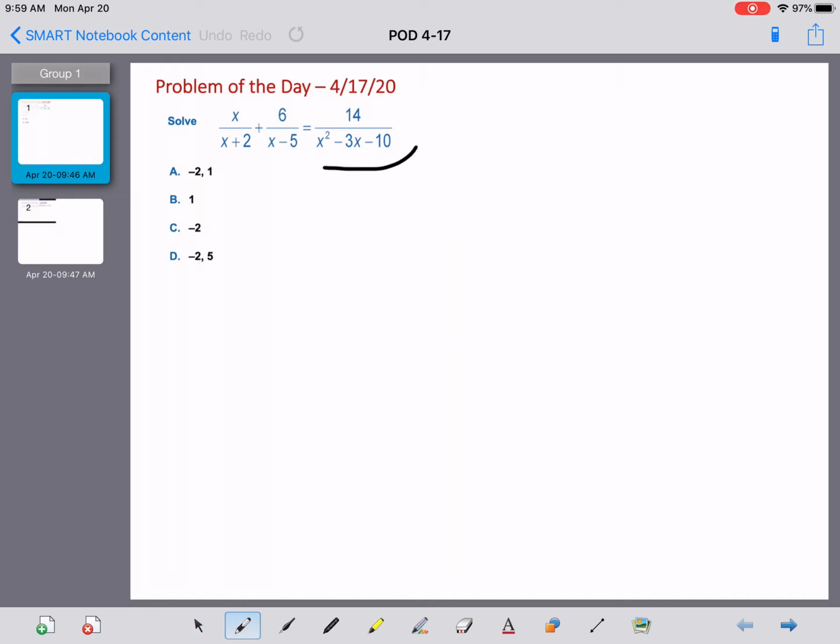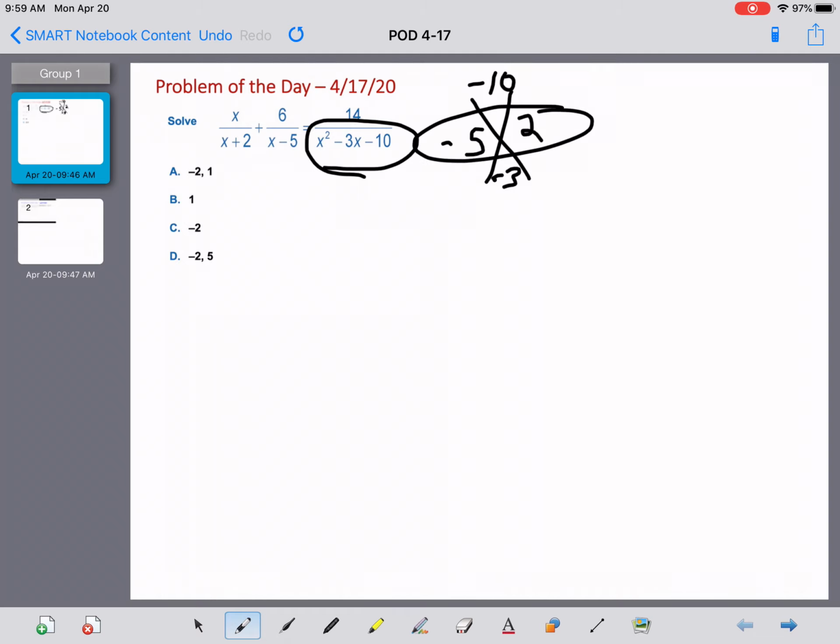So we're going to factor this out, and you know me, I like to use my magic X. So a times c goes in the top, so 1 times negative 10 is negative 10, and then b in the bottom. So I'm looking for two numbers that multiply to give me negative 10, add to give me negative 3, that would be negative 5 and 2. Those substitute in for the negative 3 in the middle. So I get x squared minus 5x plus 2x minus 10.